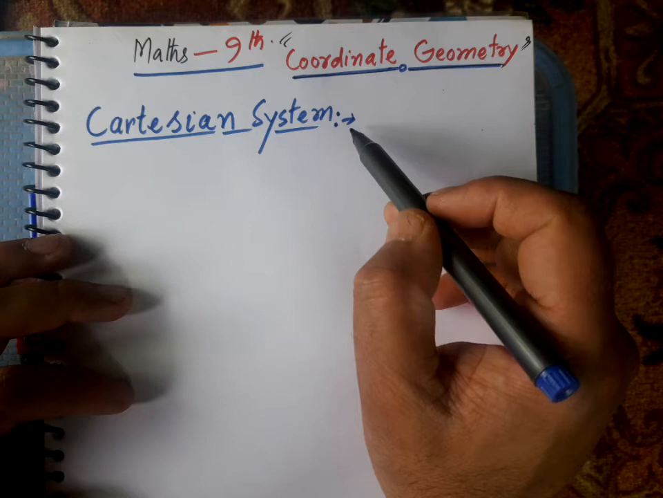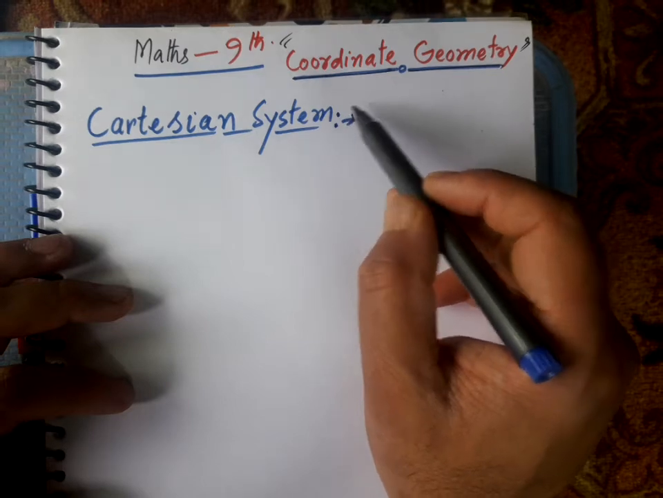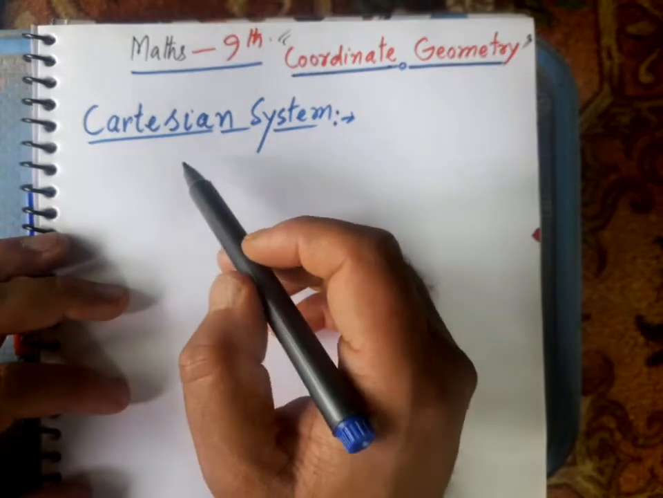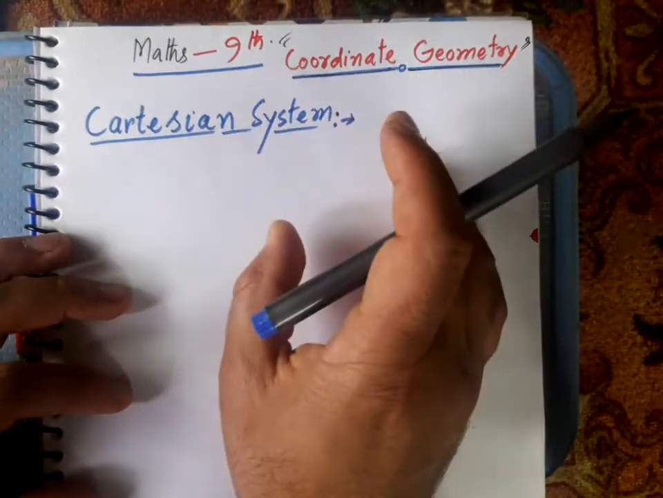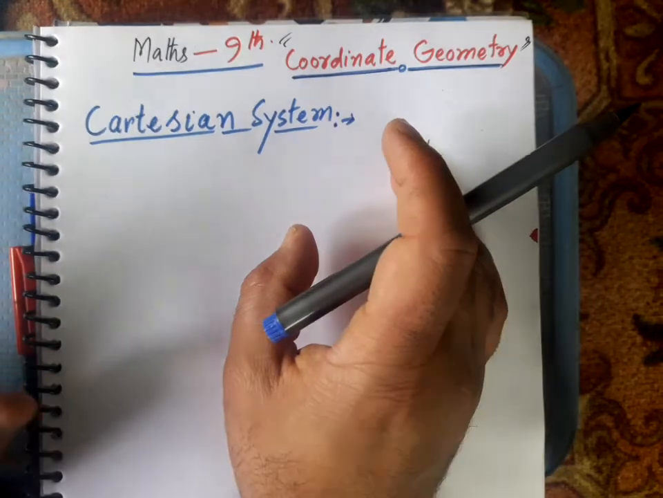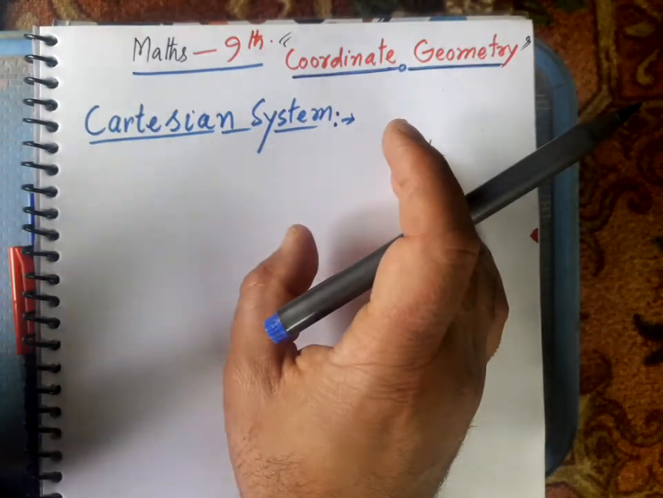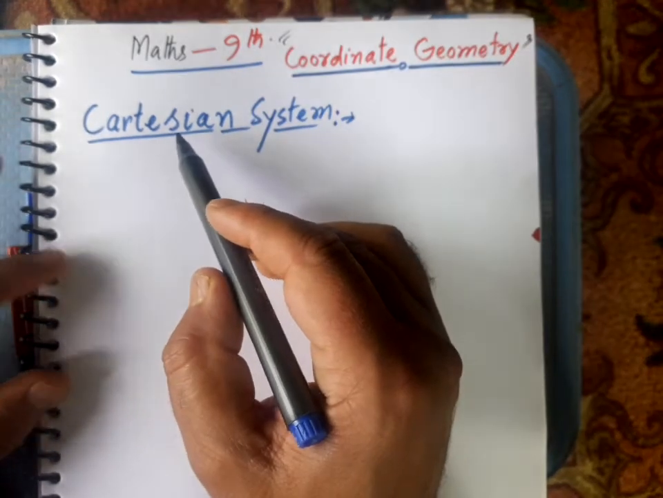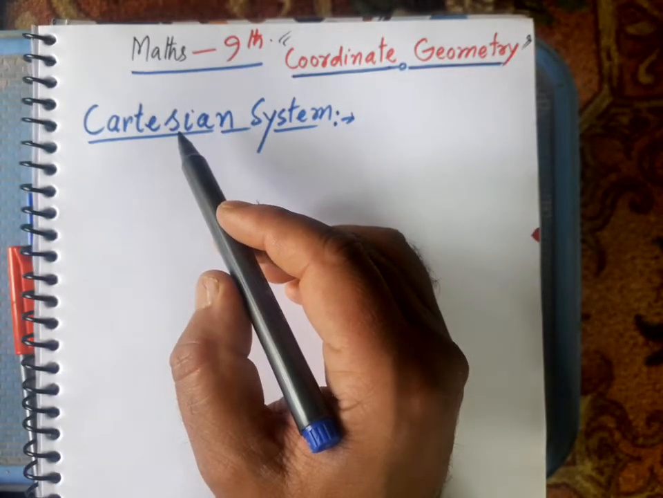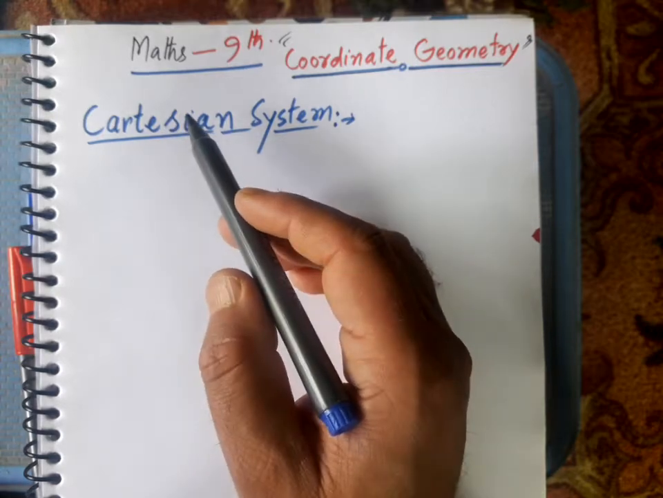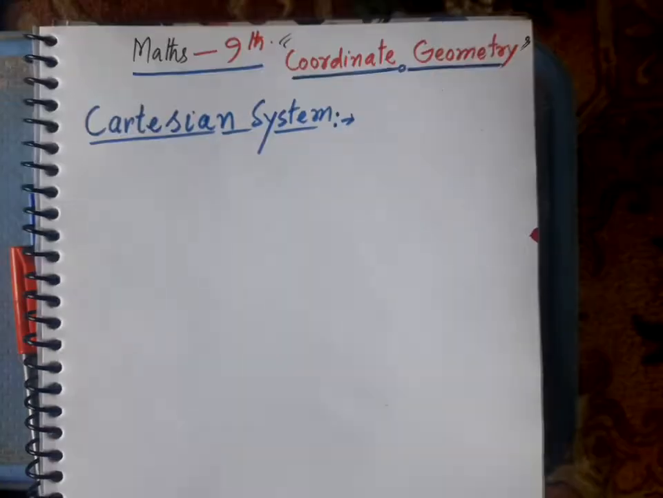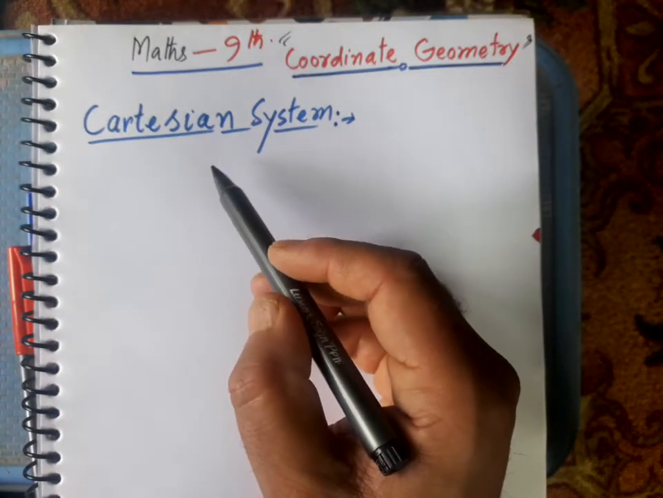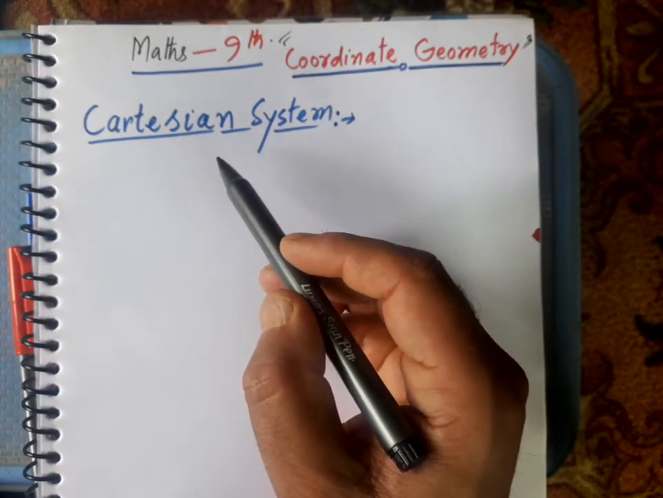Now in order to understand the concept of coordinate geometry, we had to come to a new system of geometry. We call it the Cartesian system, after the name of the famous French mathematician René Descartes. So let's try to understand the Cartesian system.